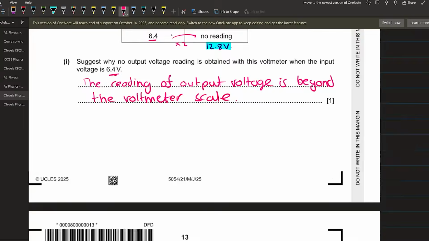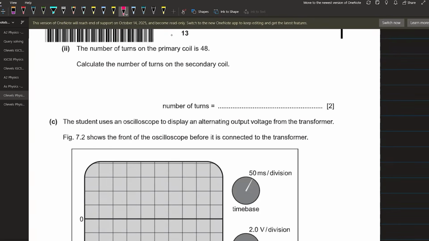Simple. Moving on. The number of turns of the primary coil is 48. You have to calculate the number of turns of the secondary coil. How will you do that? Vp over Vs is equal to Np over Ns.